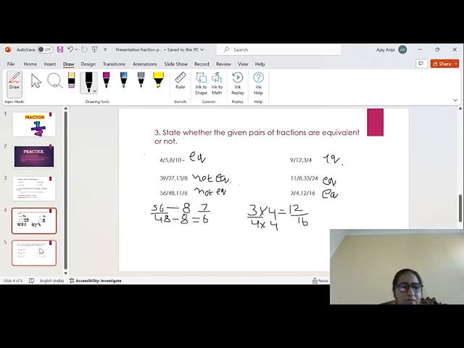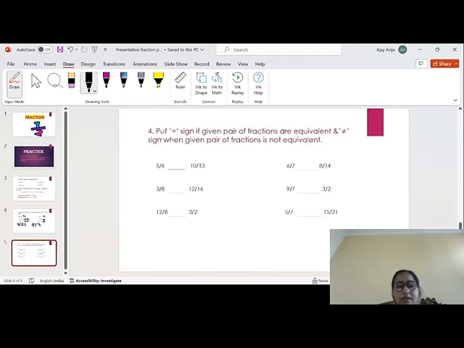Let's move to the fourth question. Here we have to put an equal sign if the given pair of fractions are equivalent, and a not equal sign when these pairs are not equivalent. So we have to again identify the given pair as equivalent or not equivalent. We will follow the same technique as in the third question. Let us do the first part. First we see that we are moving from smaller numbers to bigger numbers.